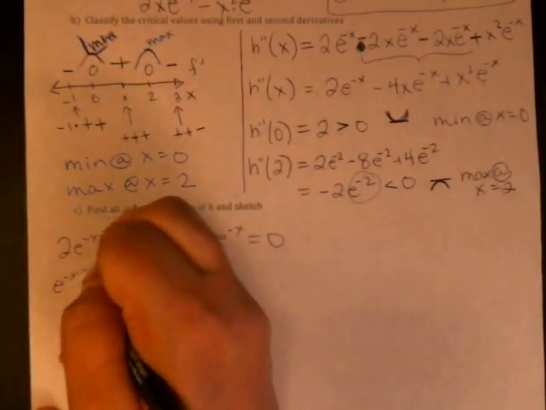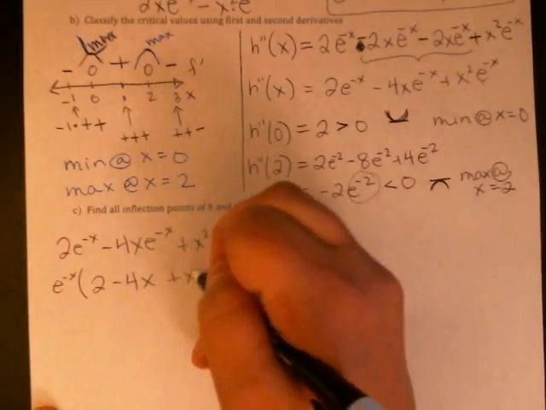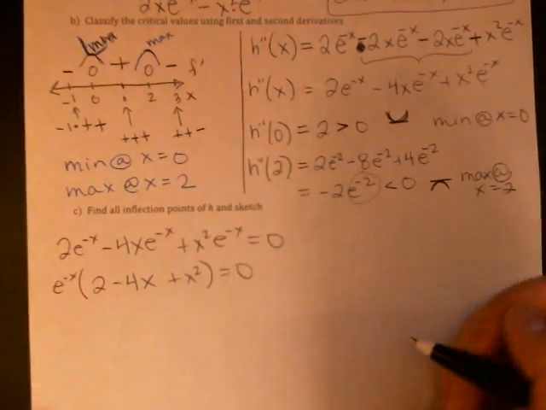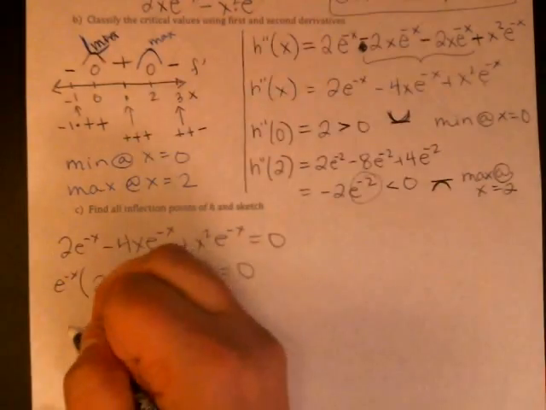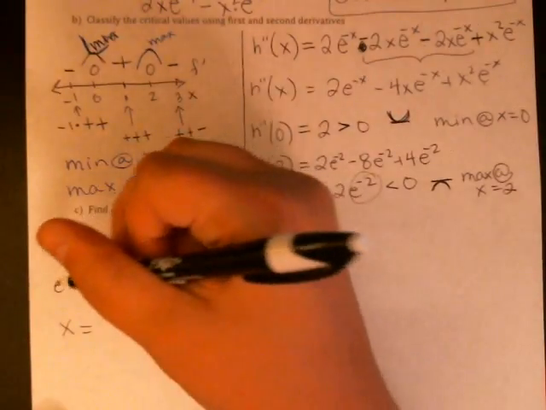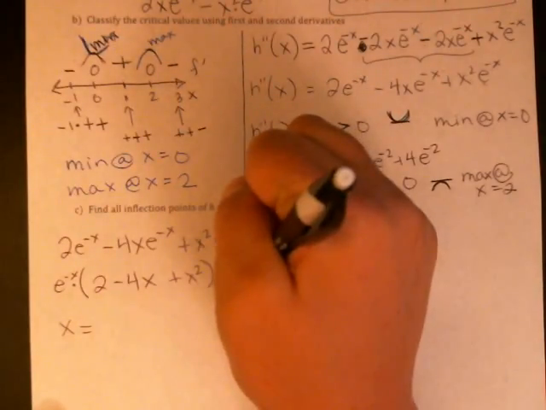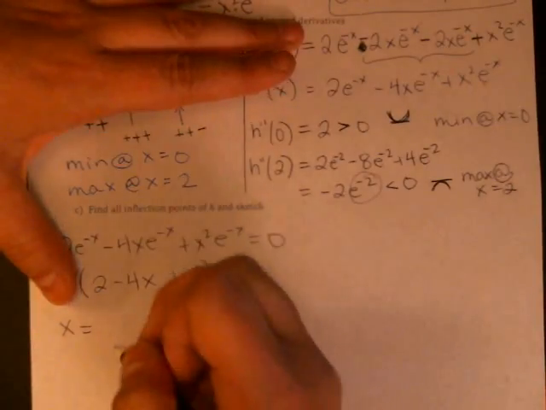And I can factor out an e^(-x). I'm left with 2 - 4x + x^2 = 0. And that does not look very promising on the factoring, but I can use the quadratic formula. So we have two factors. e^(-x) is never equal to 0, so I ignore that. But 2 - 4x + x^2 could be.